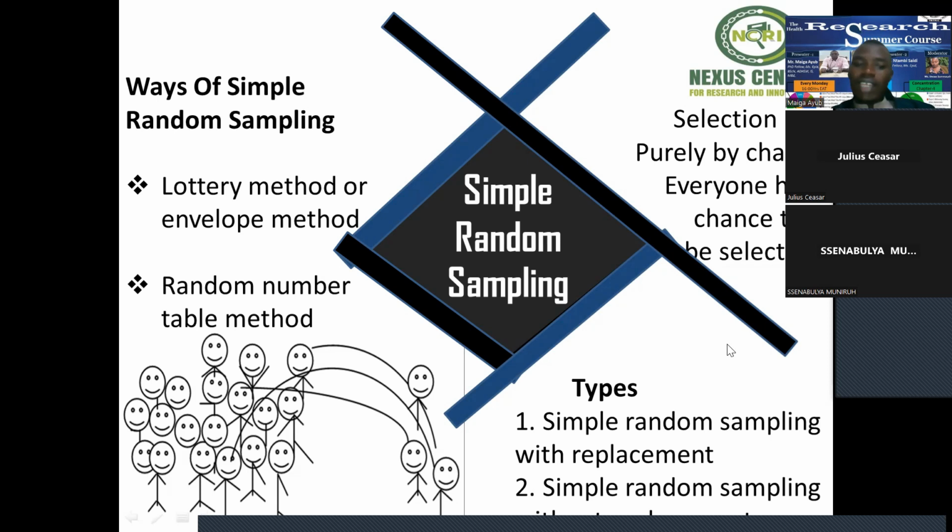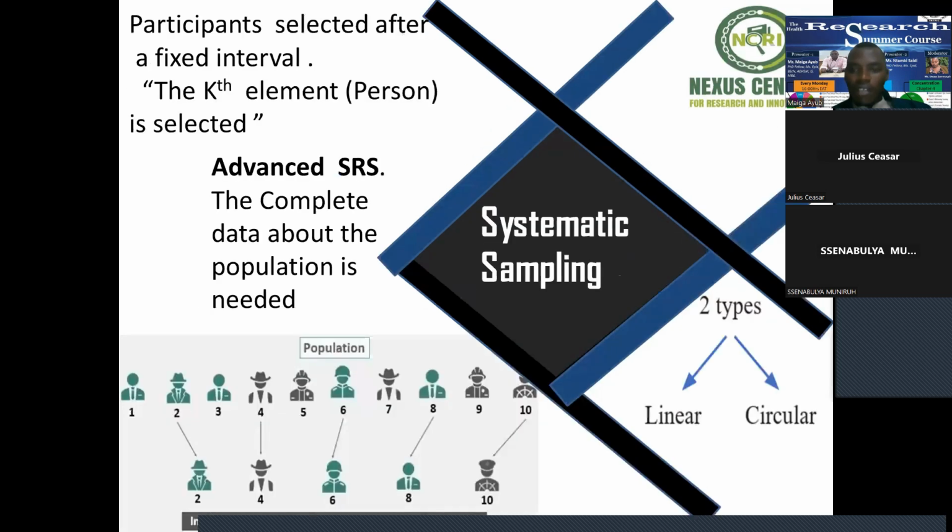So that is what we call a random number generator. You put the numbers in, and it generates numbers for you, and those numbers you correlate to the participants of interest. So selection is purely based on chance. For simple random, it's a probability sampling technique.